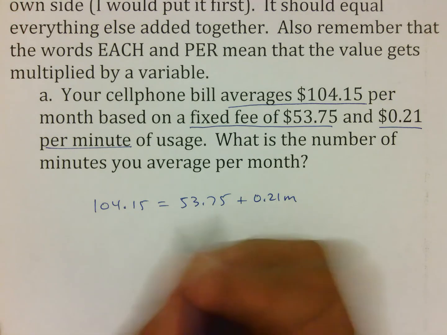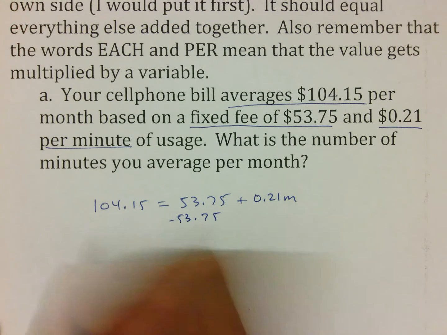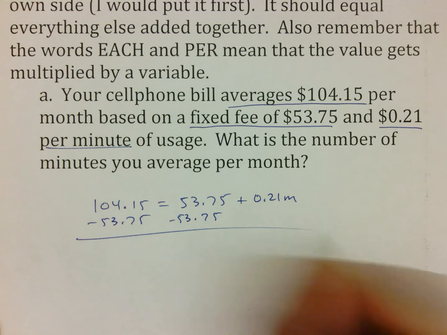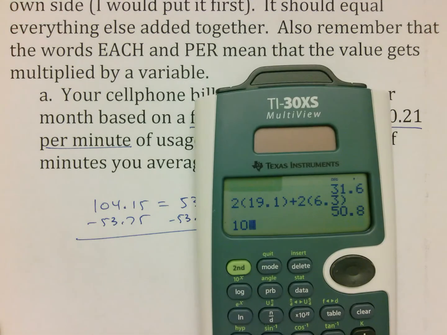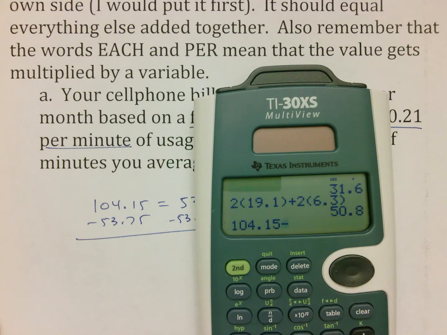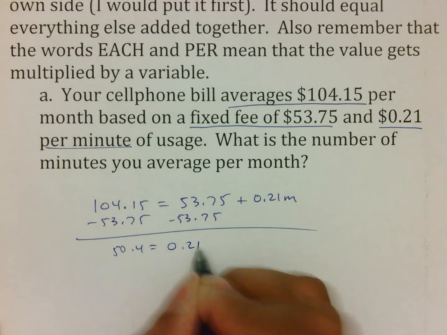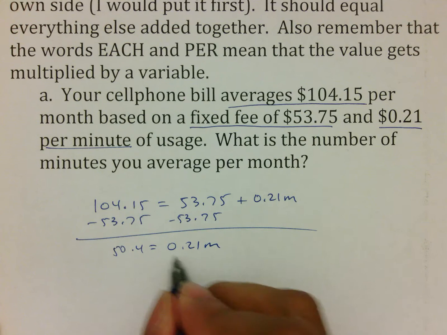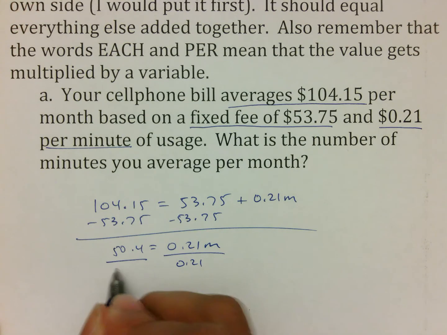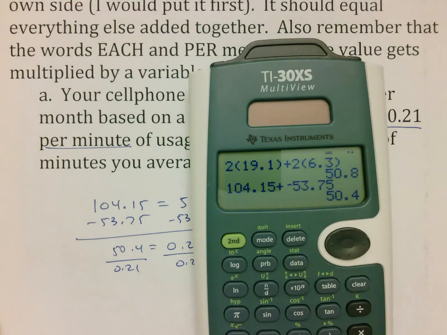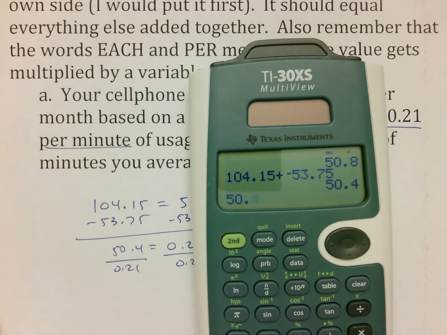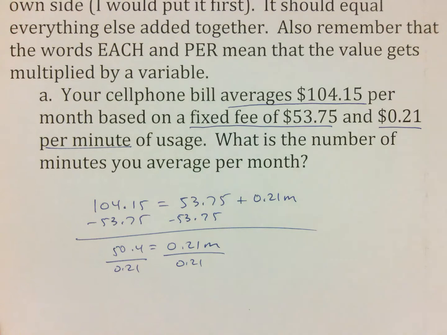If this is my M, the 53.75 has to go. We subtract it. Just be careful because, again, these are ugly numbers, so hopefully the work that we did earlier helps out. So plus negative 53.75, which is 50.4, equals 0.21 M. And then after that, we divide by 0.21. Even though it is a decimal, it doesn't matter. Hopefully we've done enough with the decimals that you're used to it. Dividing by 0.21 gives me 240.